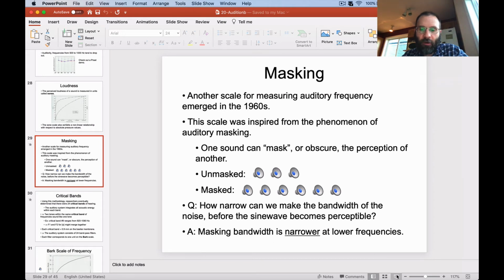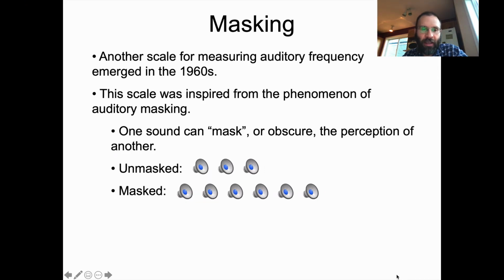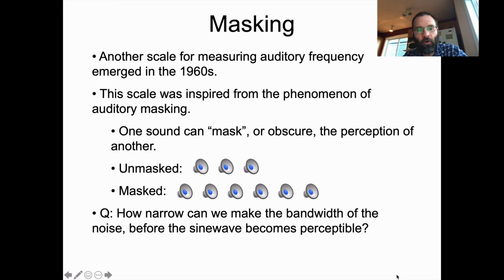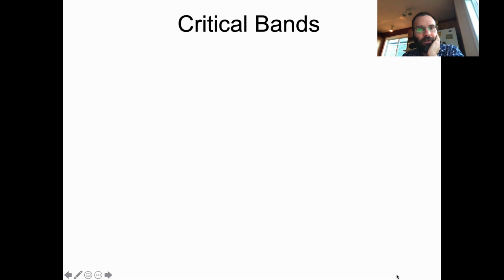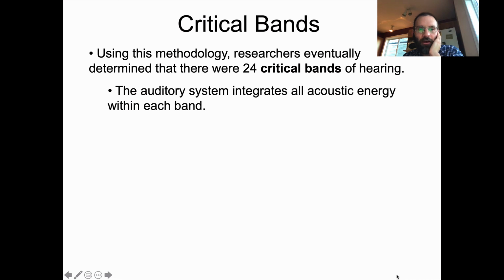So the question they were looking at when they developed the scale was how narrow can we make the bandwidth of the noise before the sine wave becomes perceptible? And it turns out, interestingly enough, that the masking bandwidth is narrower at lower frequencies. So this inspired a scale which is called the critical band scale or the Bark scale. So using this methodology, researchers eventually determined that there were 24 critical bands of hearing.